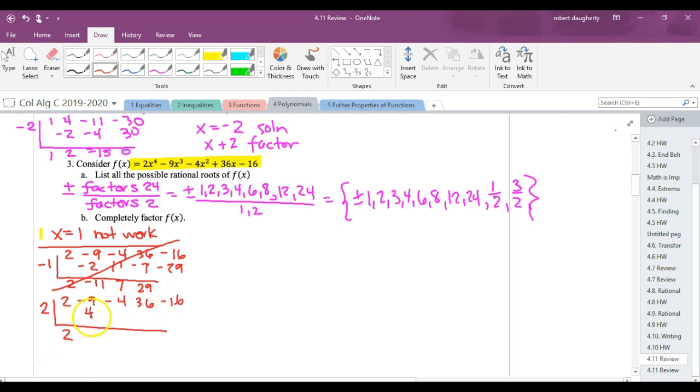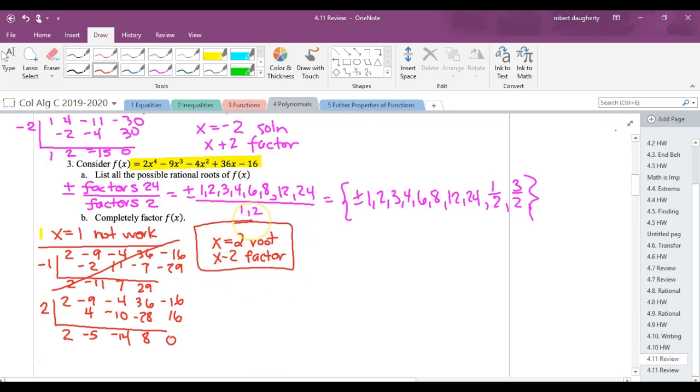2 times 2 is 4. That's negative 5. Negative 10, negative 14. Multiply here. That's negative 28 and 8. 2 times 8 is 16. That gives me a 0. So I know immediately that x equals 2 is a root. X minus 2 is a factor.